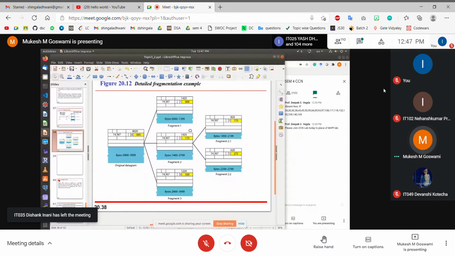Okay, so that is all about the fragmentation. I hope this is clear. This is a very important concept in IP protocol, IP fragmentation, packet fragmentation. So I hope this is clear. If you have doubts related to it, you can raise your doubt.